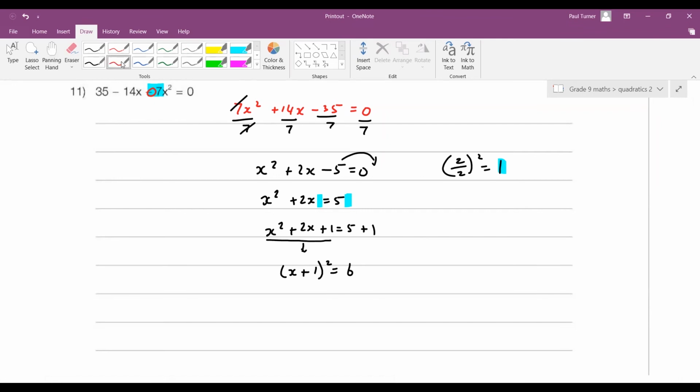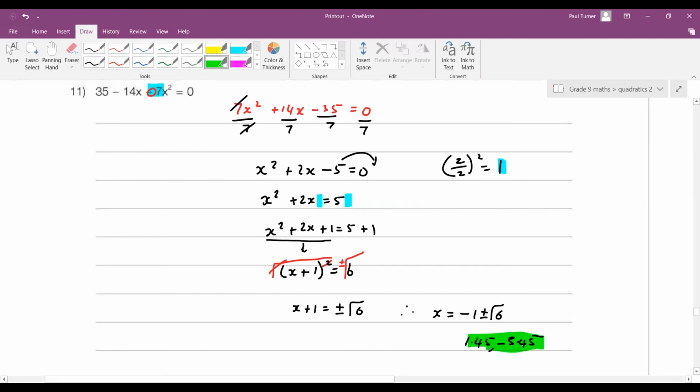Then we square root both sides, plus or minus, and cancel the square here. So x plus 1 is plus or minus root 6. Therefore, x equals minus 1 plus or minus root 6. And then we'll get 1.45 and minus 3.45 from your calculator. Okay, that's good. So it looks like you're understanding, most of you.